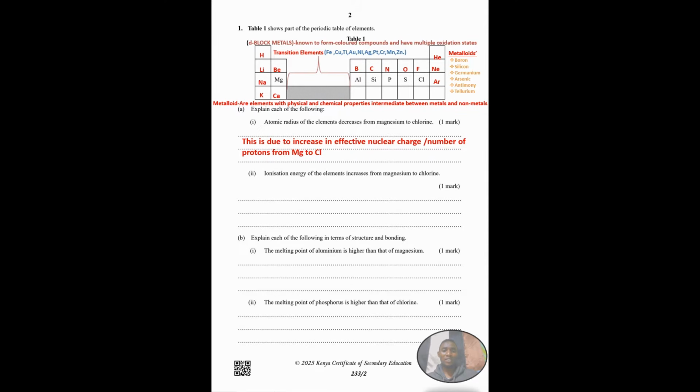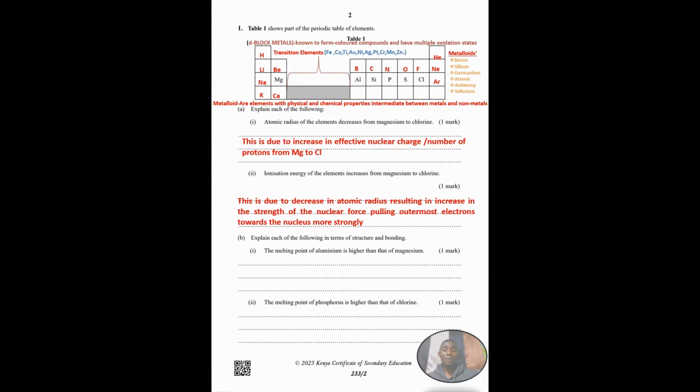The energy required to lose 3 electrons in aluminium is more as compared to the energy required to lose 2 electrons in magnesium. And why is it that the ionization energy of elements increases from magnesium to chlorine? This is because a decrease in atomic radius results in an increase in the strength of the nuclear force, pulling the outermost electrons towards the nucleus more strongly. It is almost similar to what I've just explained in Roman 1.